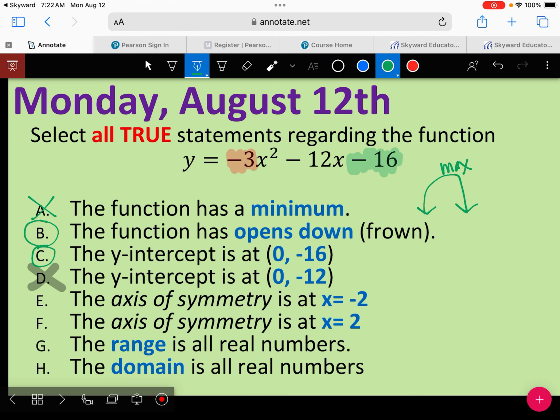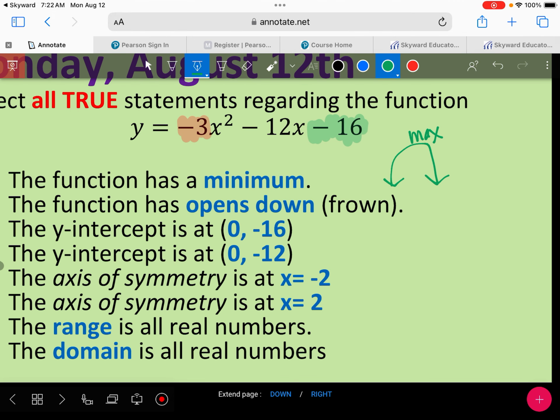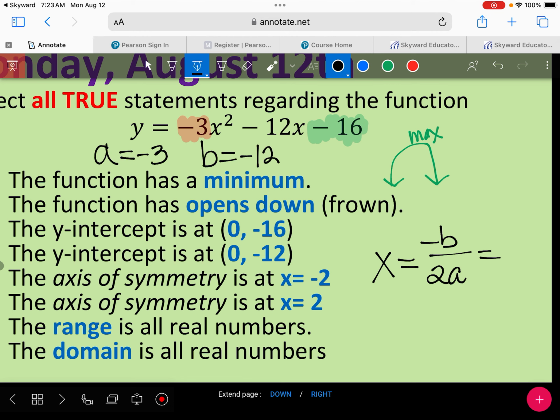All right, axis of symmetry. The equation for axis of symmetry is x equals the opposite of B divided by 2A. Okay, so A is -3, B is -12, C is -16. So the opposite of -12 is +12, and then A is -3.